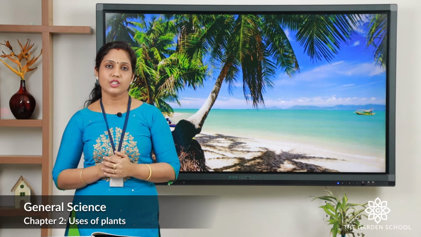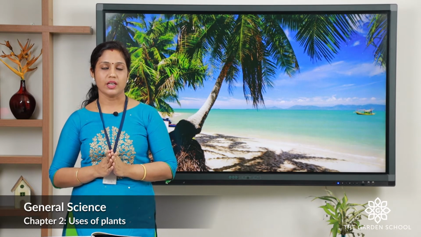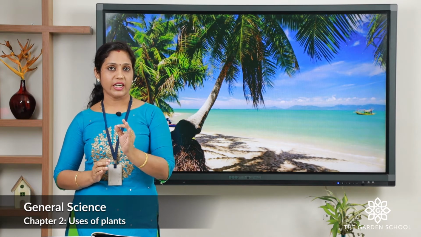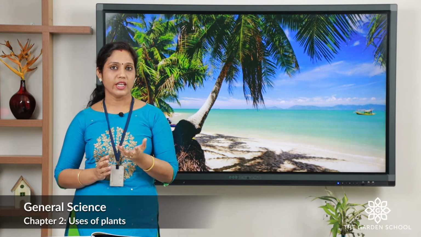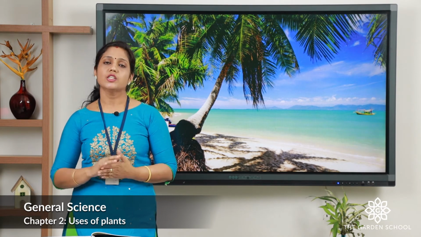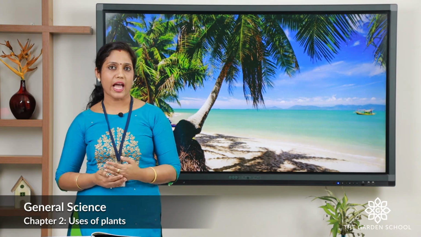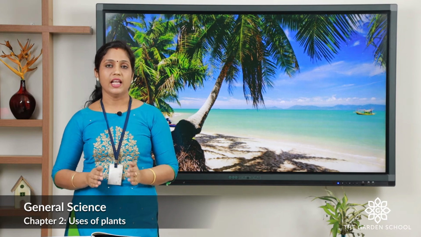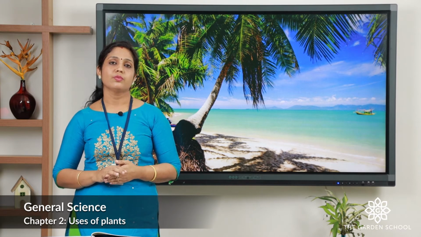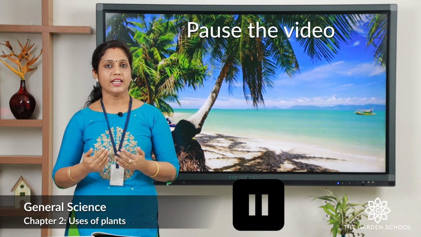So now, let's do an activity. Make a list of items that you have for breakfast and tick the items which you get from plants. For example, if you have written idli. Idli, the batter we get from rice and urad dal. And from where do we get that? From plants. So tick it. Suppose you have written milk. Milk you get from plant or animals? From animals. So don't tick that. Like that, write the list of items which you have for breakfast and tick the items which you get from plants. You can pause the video, write it and come back.